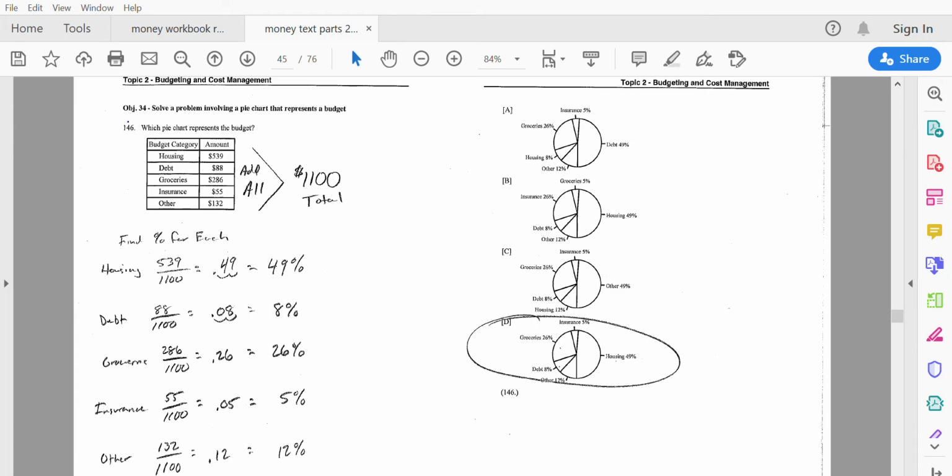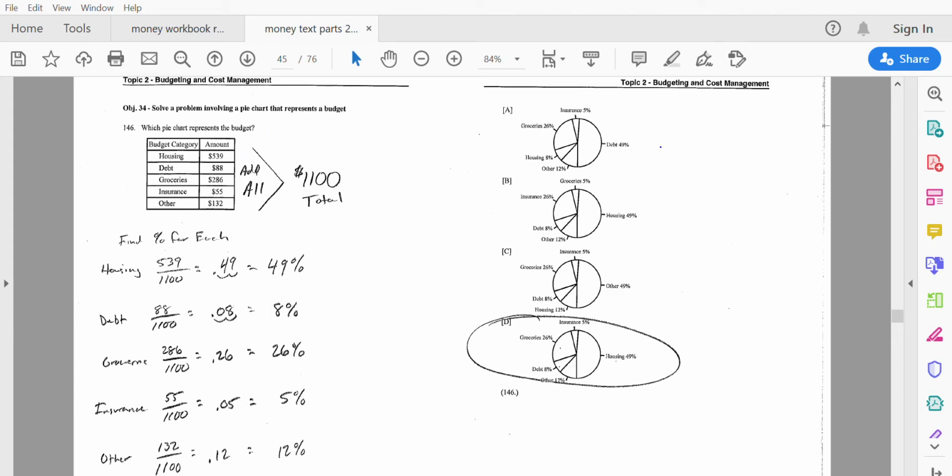Okay, so number 146 says which pie chart represents the budget. They give us some information. They have 5 different categories in the budget: the housing, debt, groceries, insurance, and other. It shows the amount, and we have to figure out which one of these choices has the correct pie chart for this information.